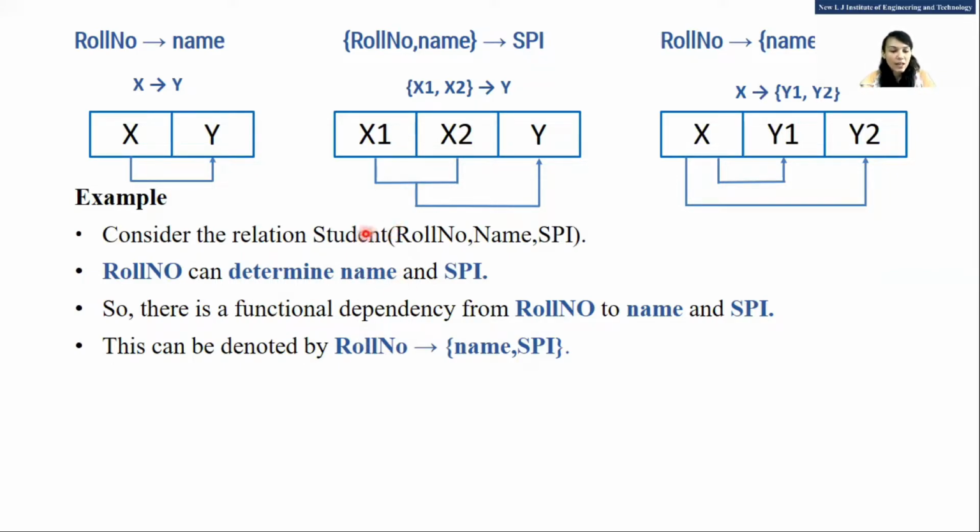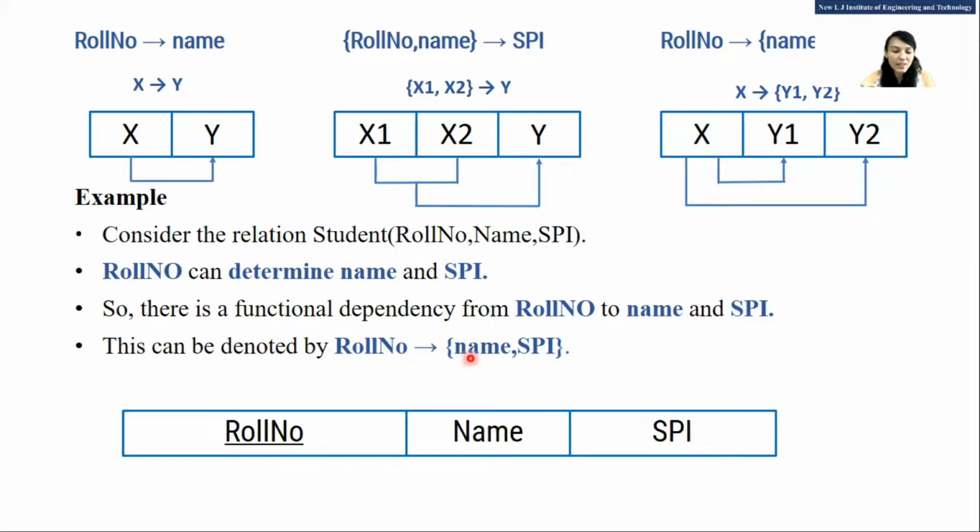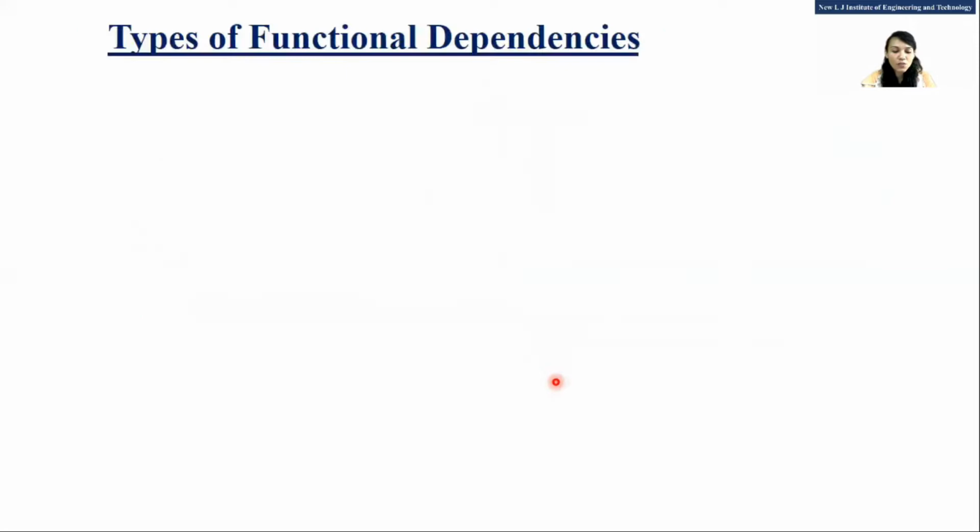So here we have a student relation where we have roll number, name, and SPI, and the same thing is written down here also, that we have determined the functional dependency. Roll number determines name and SPI both. So that is X determines Y1, Y2.